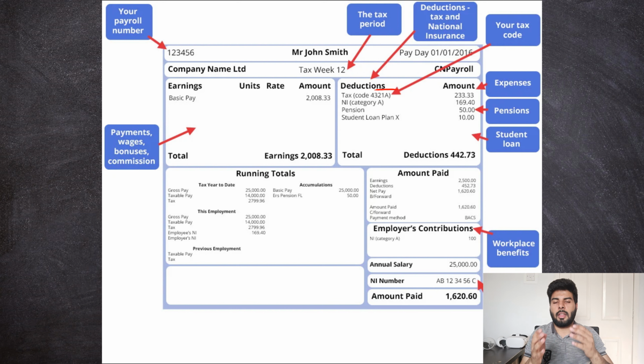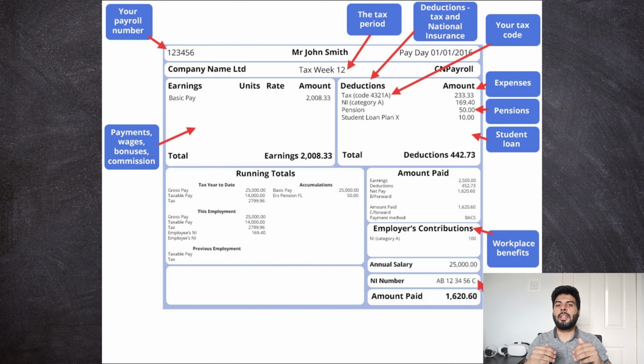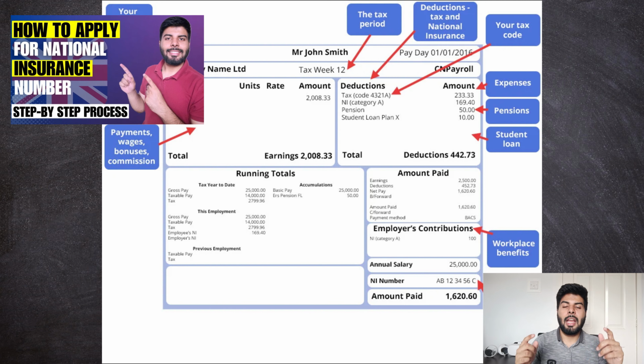The next one is NI, which is at a fixed rate of 13.8%. So if your income is more than 12,570, then you're liable to pay national insurance at a fixed rate. But let's say if your salary is less than 12,570, then you're not going to pay any amount on that. In case you're someone who recently came to the UK and is looking for how to apply for a national insurance number, then don't worry, I have already made a video on that. I'll leave a link in the description, you can check it out later on.